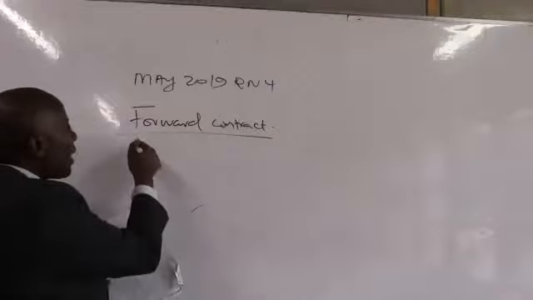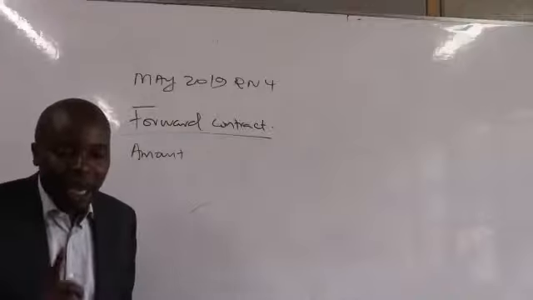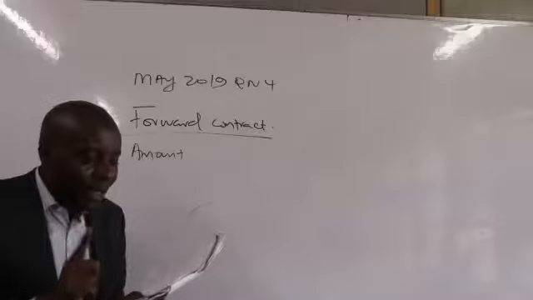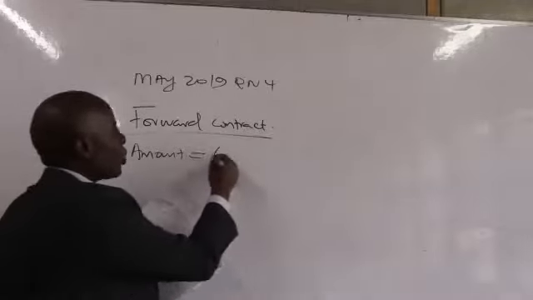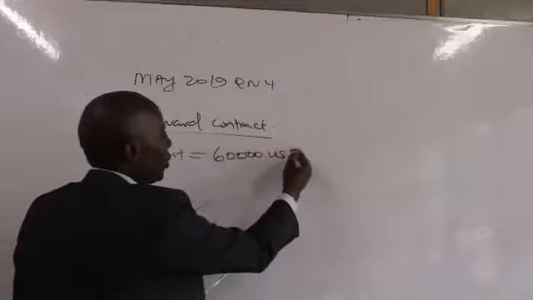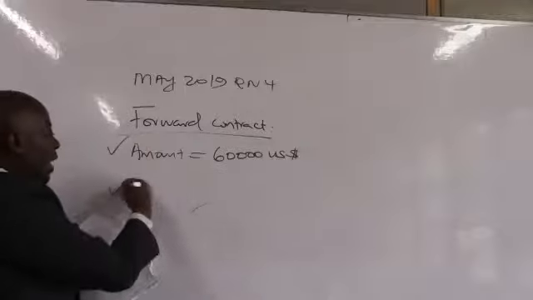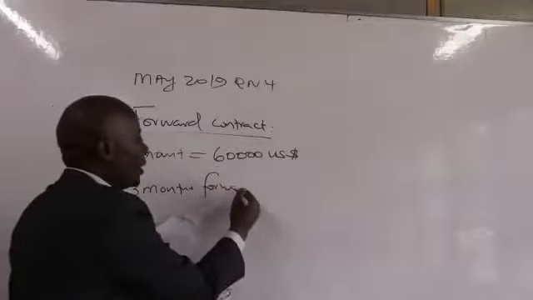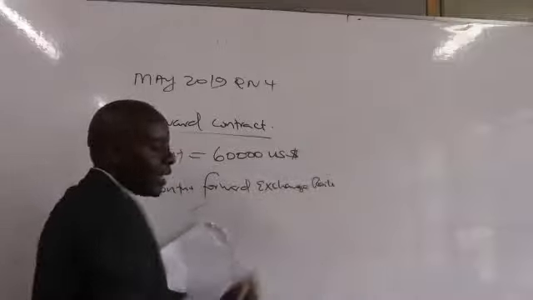Number 1, I need the amount. How much are we looking at? Ladies and gentlemen, Kadizenga Limited expects to receive 60,000 US dollars. And then number 2, after the amount, I expect the 3 months forward exchange rate.